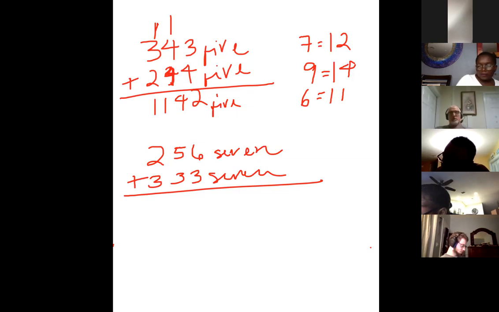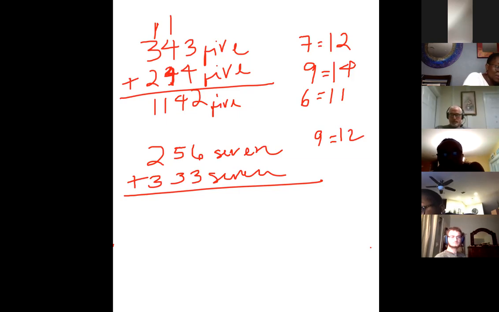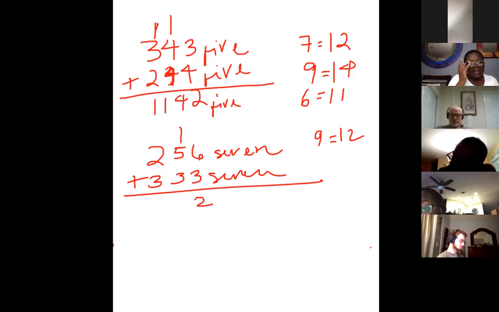It is 3. 6 plus 3 is 9. We can't use the 9, so we're going to convert it. Now, 7 goes into 9 once with 2 left over. So we drop the 2 and carry the 1. The same thing is going to happen with the second one too, because 1 plus 5 plus 3 is also 9. So drop the 2, carry 1.